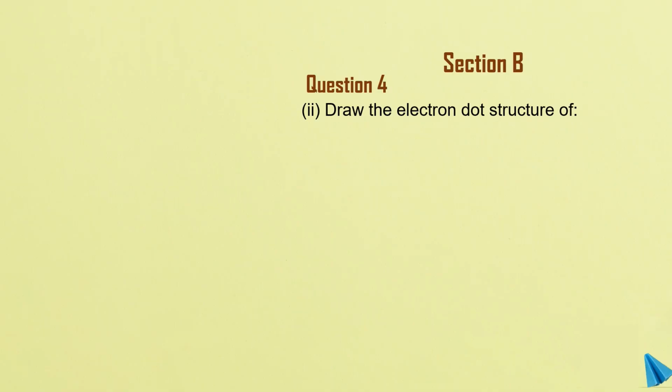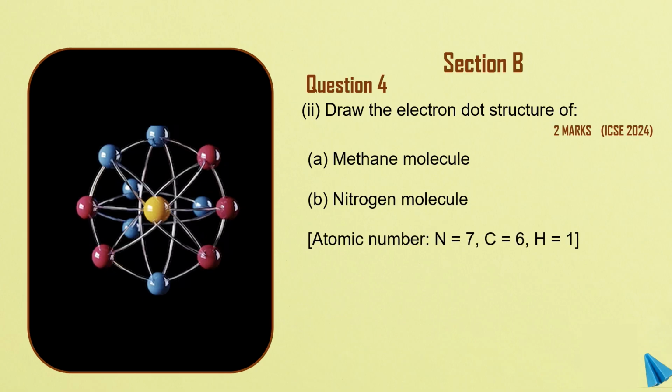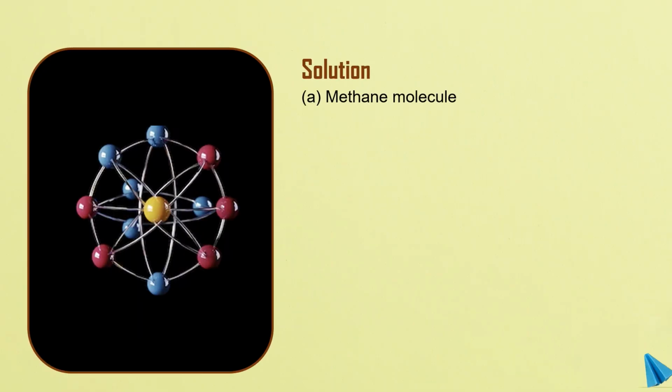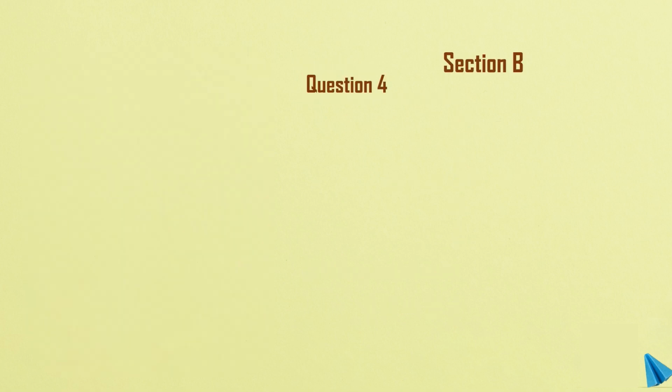Let's see a new question now. It says draw the electron dot structure of methane molecule and nitrogen molecule. The atomic numbers of nitrogen, carbon and hydrogen are 7, 6 and 1 respectively, given to us. So here is the structure of the methane molecule, and for the nitrogen molecule, here is the structure. Let's have a look at the next question.